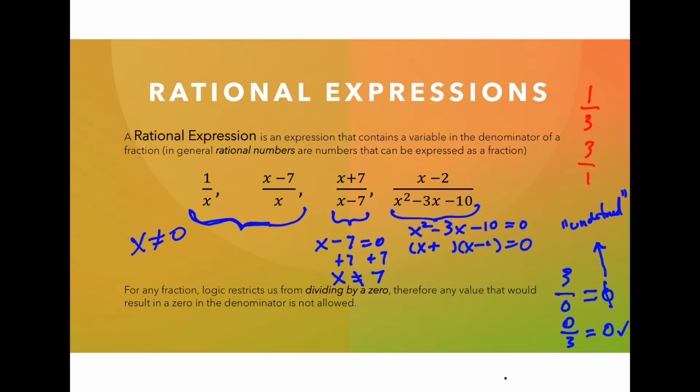Well, that would be negative 5 and 2. Negative 5 and 2 multiply to give me negative 10 and add up to give me negative 3x. So I can see there that x cannot equal negative 2 or positive 5. Both of those values plugged in would result in a 0 in the denominator.